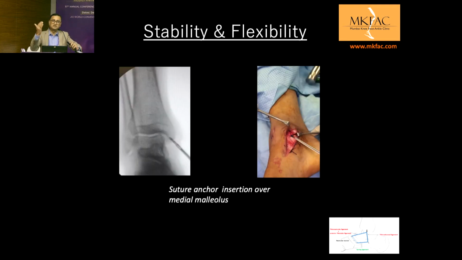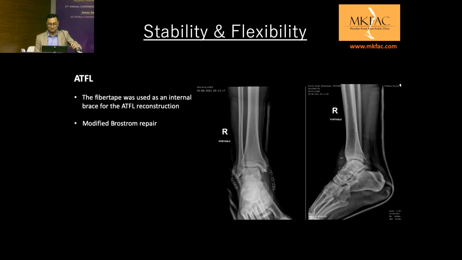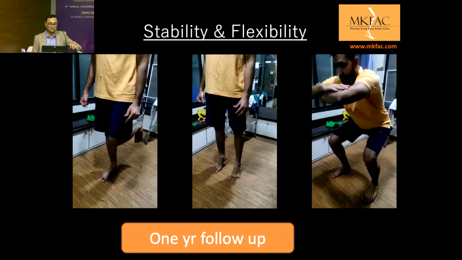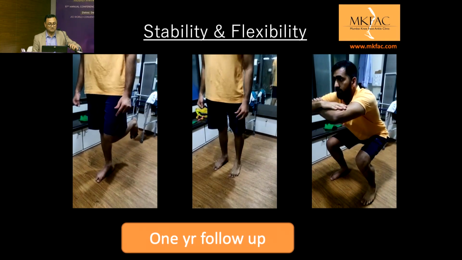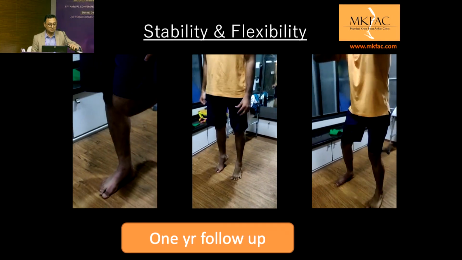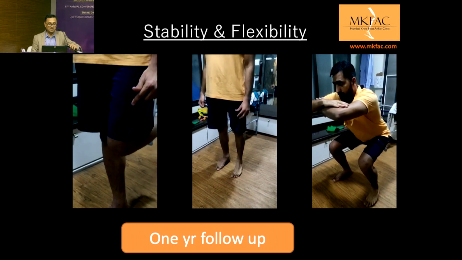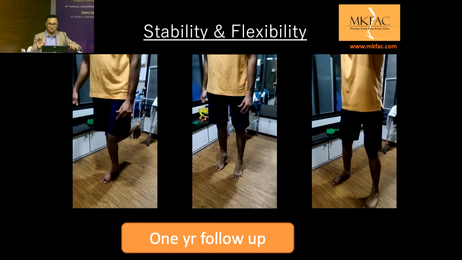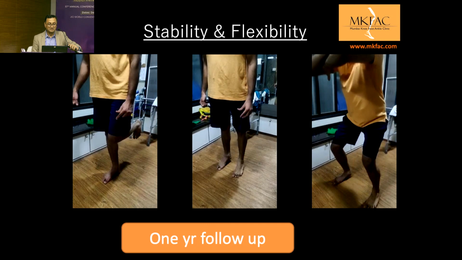On top of that, the whole superficial deltoid layer, which was taken up from the medial malleolus, was repaired using a 5 mm titanium anchor with 4 strands. On the lateral side, of course, the ATFL and CFL were gone. That was repaired with a modified Broström. And these are the videos after a year, where he can do a single leg hop. He can do everything and has returned to his normal activity.